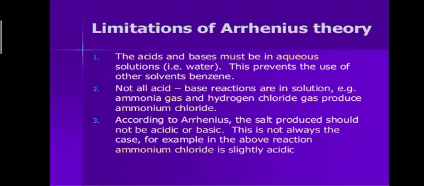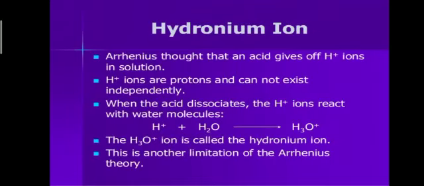The second limitation is that in the Arrhenius concept, acids are limited to hydrogen ion only and bases are limited to hydroxide ion only. Here are the examples that we discussed that contain only hydrogen ion and hydroxyl ion, nothing else. It cannot explain the acidic nature of carbon dioxide and the basic nature of ammonia. That is, why ammonia is basic, and why carbon dioxide is acidic.